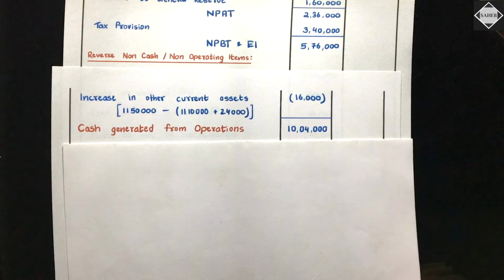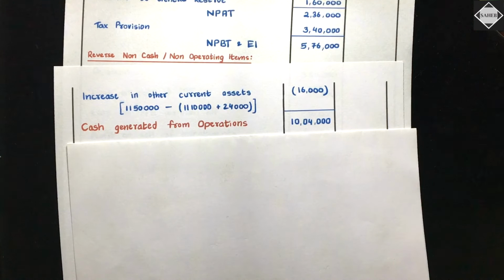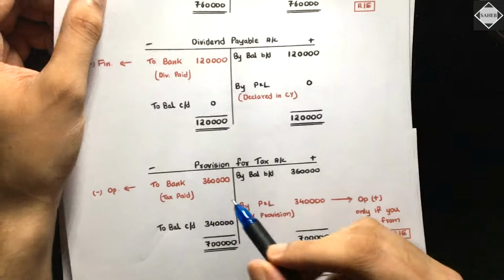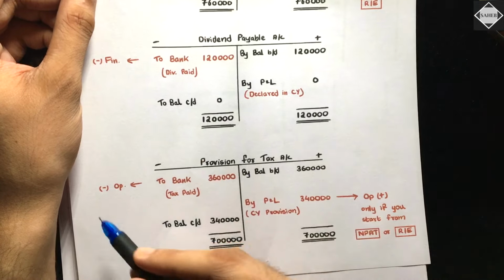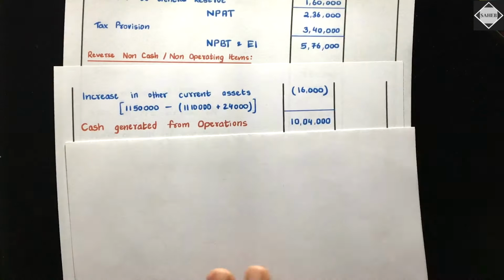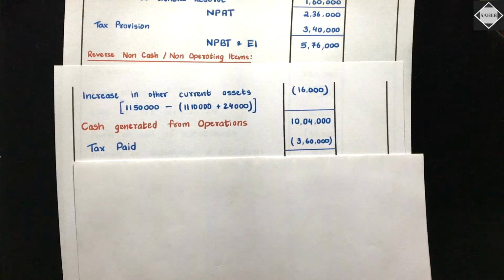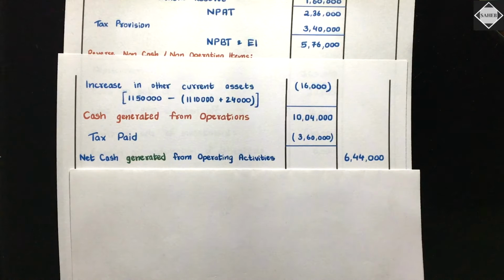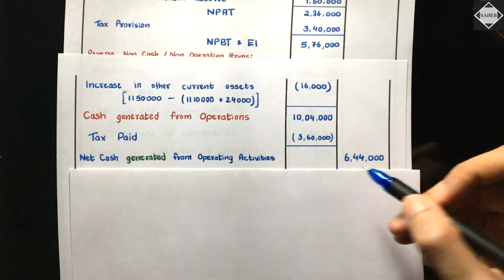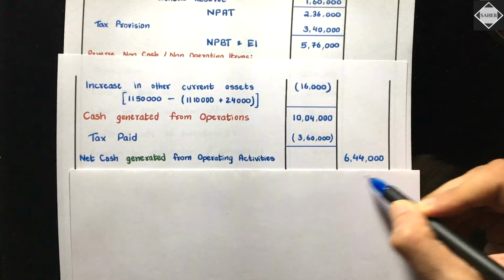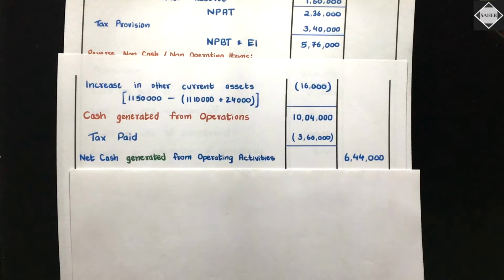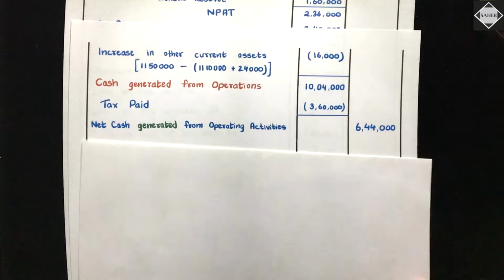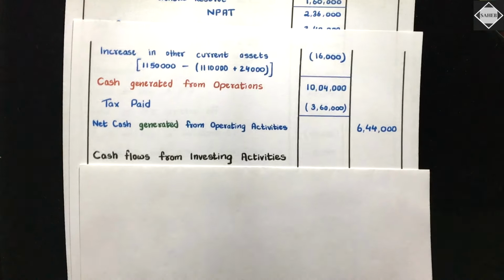Now after this, what do we do? We subtract the tax paid, right? How much is the tax paid? If we see the ledger account working note, tax paid is 3,60,000. We subtract it in operating activity. So let's subtract tax paid minus 360, that would be equal to 6,44,000. Is it clear? Net cash generated from operating activities. Because of the operations of the business, this much cash has been generated. Clear? Easy, simple.